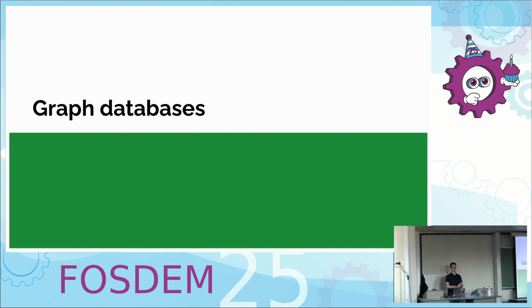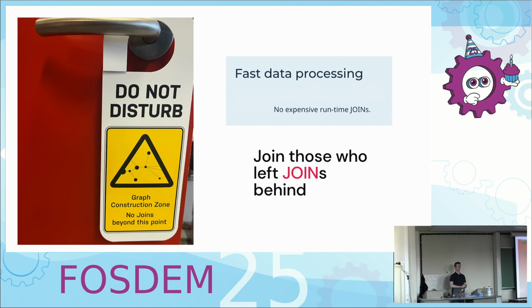So what are graph databases in the first place? The definitions vary a lot, and it's really difficult to agree on what constitutes a graph database. But if you go to a graph database meetup, or if you open the website of any of the vendors, there seems to be one thing that almost everyone agrees on. And that common theme is that joins are bad. If you go to a graph database meetup, you get handed merch like this: graph construction zone, no joins behind this point. Or they say no expensive runtime joins, or you should join those who left joins behind and leave joins behind. So what are they on about?